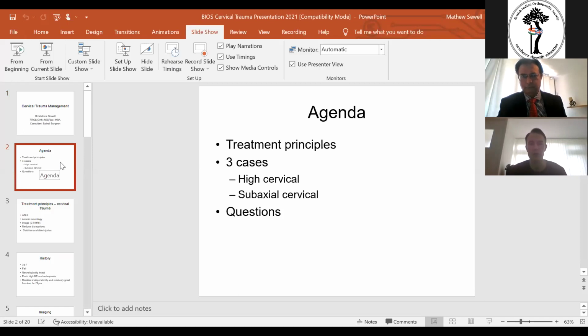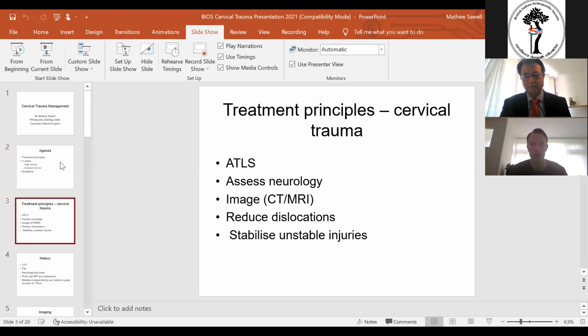We're going to talk about the treatment principles, which I believe you can apply to most trauma, whether it's of the cervical, thoracic, or lumbar spine. We'll discuss 3 cases, some common cases that you might get in your Viva, and then there'll be the opportunity for questions. So if there's one slide I want you to remember, it's this slide.